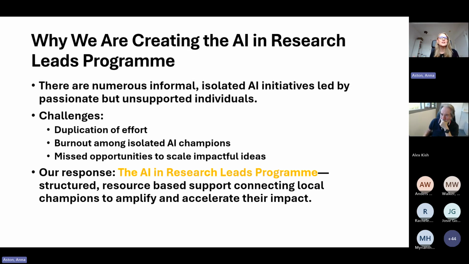We came up with a name, but maybe we are going to change it: the AI in Research Lead program, for individuals who feel like they want to champion AI in their organization, and also for people who have a lot of knowledge or mentoring experience and want to join the program as a program associate. So we want to offer more structured support, share resources with everyone, and also create a platform for everyone to connect, to amplify their efforts in their institutions.